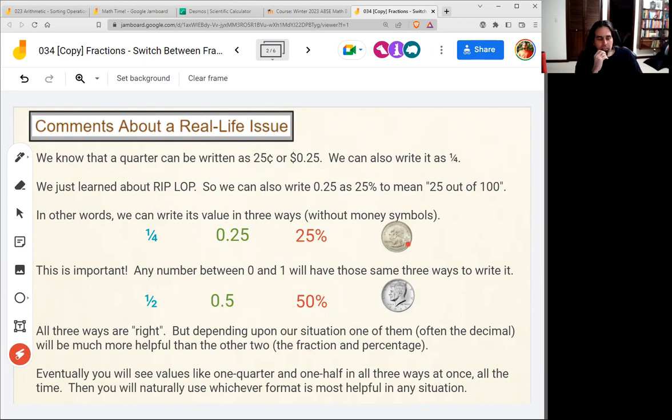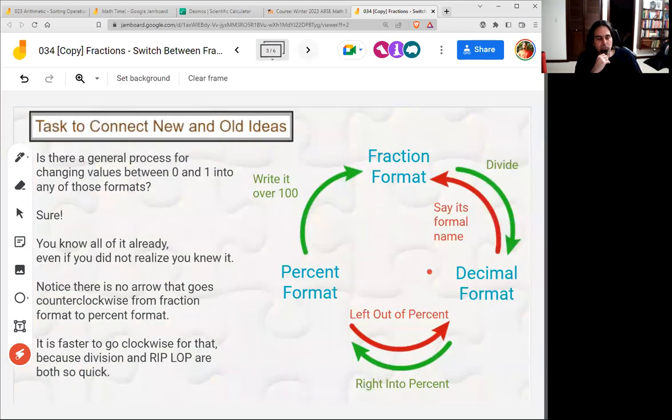And for some things like money, quarters and 50-cent pieces, we sort of know which one, right? Quarters are 0.25, 50-cent pieces are 0.5, because we've seen it a lot. But for other numbers, it's a little trickier. So I did one example. Now let's do another one.